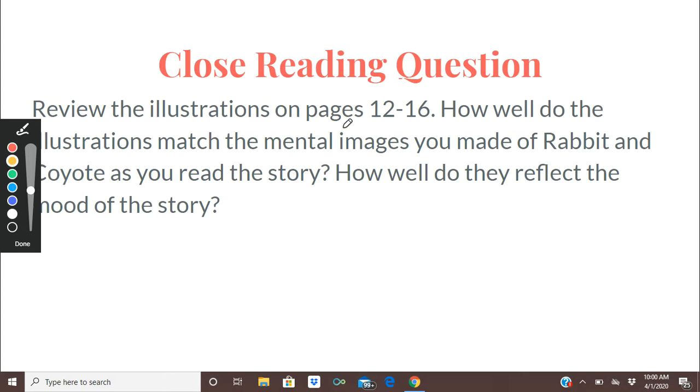If you think back, we did the visualization lesson with Cinderella. We're doing the same thing right now. We're talking about those mental images that we created while reading and how they match the pictures that are actually given to us. That's what this question's asking.